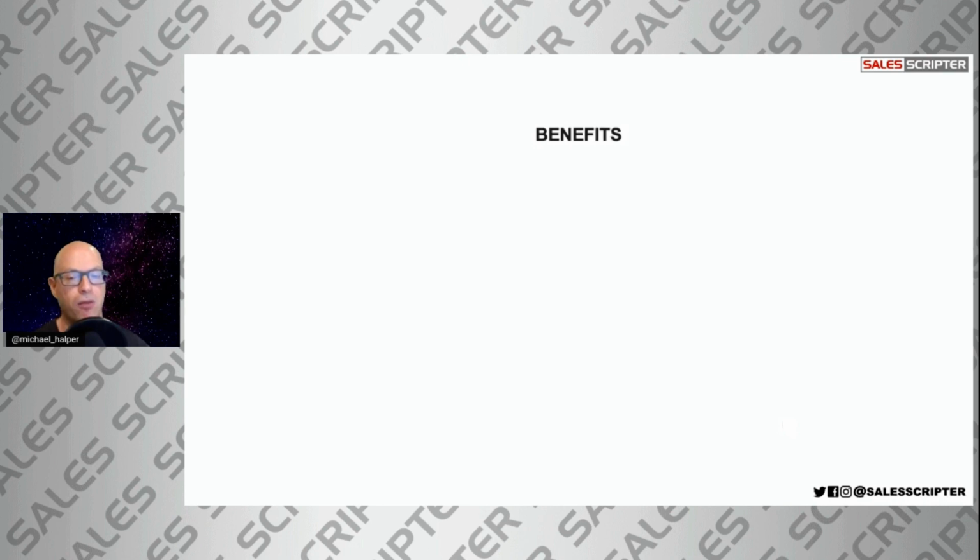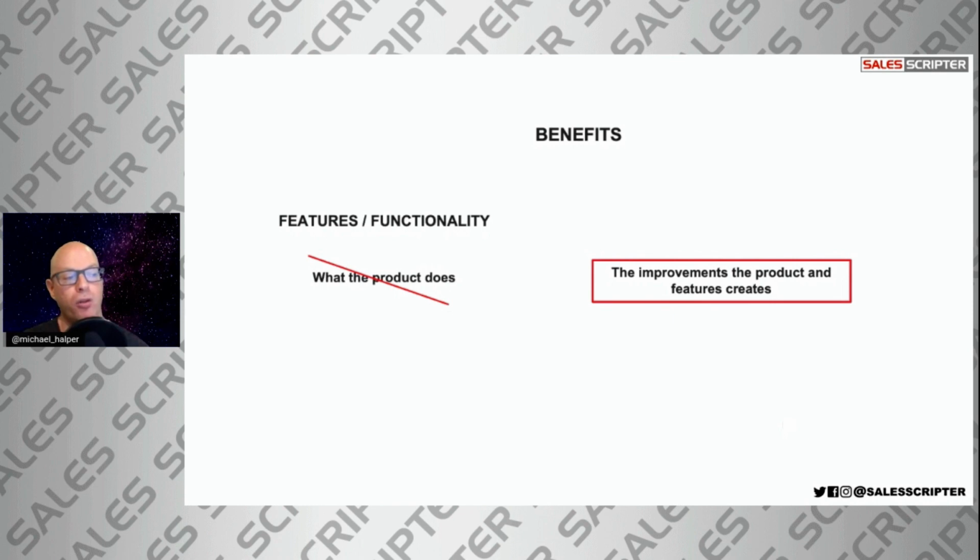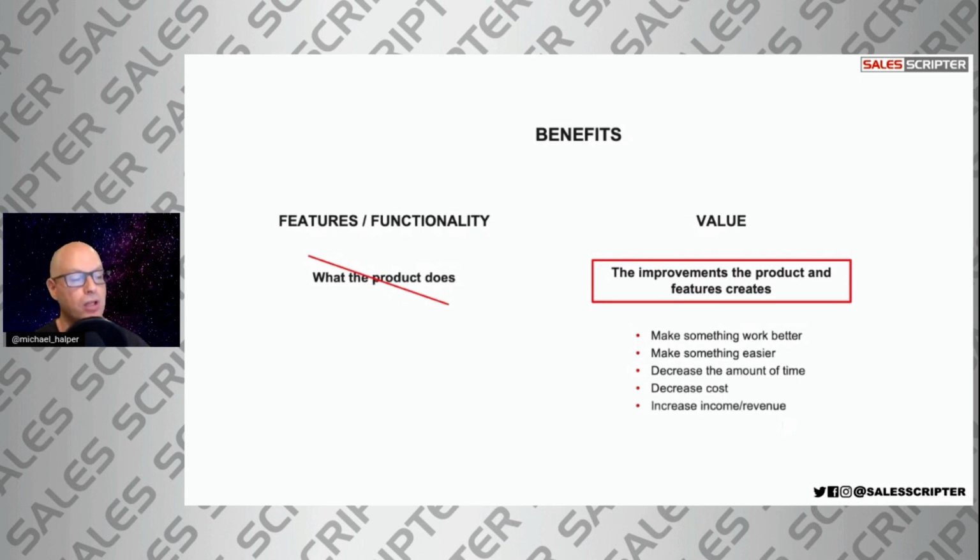So at the most basic level, what we're talking about here when we talk about value points are benefits. And benefits are not what the product does. That would be features and functionality. Benefits are the improvements that the product and features create. And that is the value that is delivered by that particular product. And it's real simple. These usually fall into a few different categories, but at the most basic level, the ways you typically help your customer are your product or service can usually help make something work better, make something easier, decrease the amount of time it takes to do something. You can often decrease cost, increase income or revenue, or decrease risk.